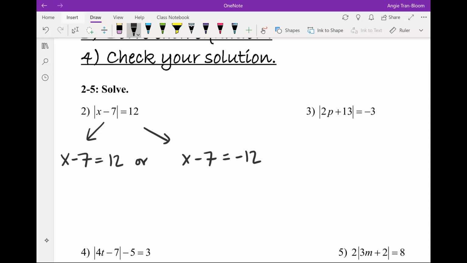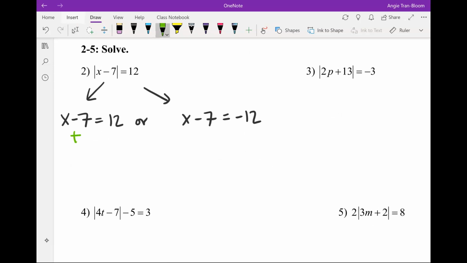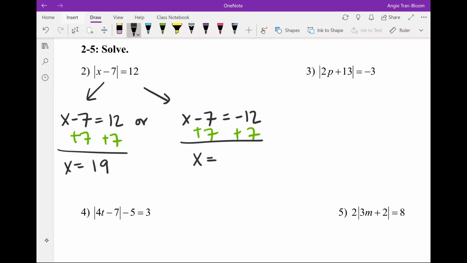So now we solve for x normally. What do we do first on the left equation? Add 7. Okay. If we add 7, we get x equals 19. The second equation, we still add 7, but is it 19? No. Okay. This is what? Negative 5. So x equals, we should check it because it said so. Take 19, absolute value of 19 minus 7. What is that? 12. Absolute value of positive 12 is still? It's still 12. So can I keep 19? Let's check negative 5. Negative 5 minus 7 is what? Negative 12. Absolute value of negative 12? 12. So can I keep both? Yes. So let's keep both. Normally, let's write our answer from smallest to biggest, so it's cute.